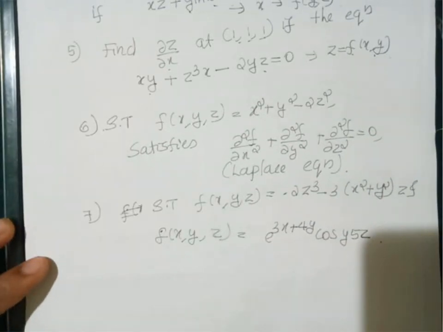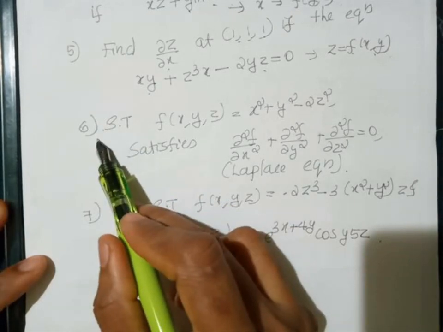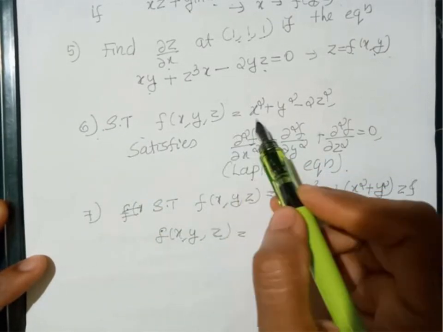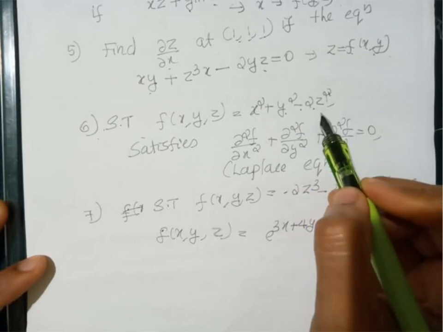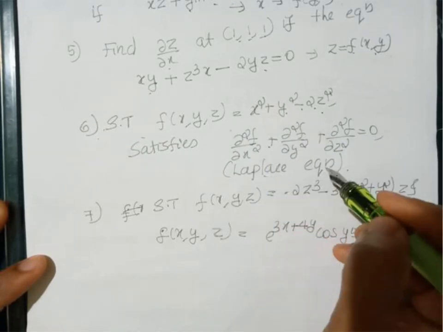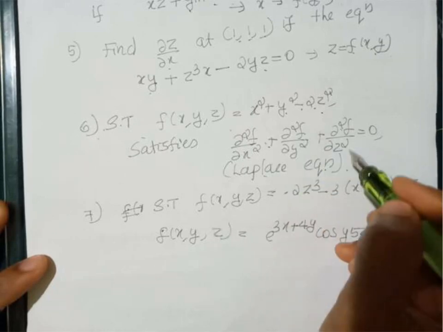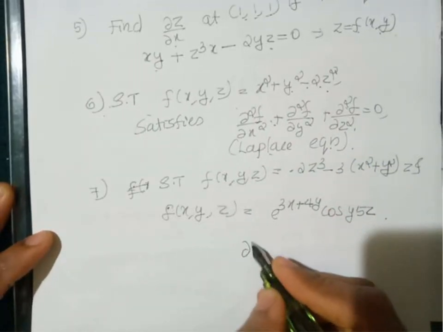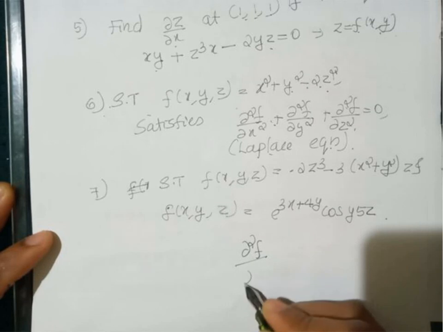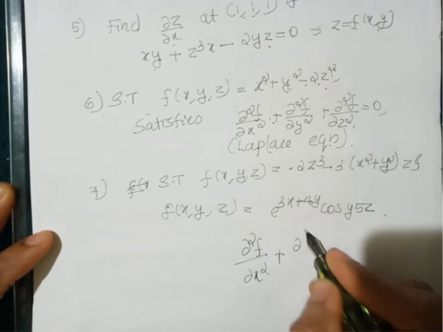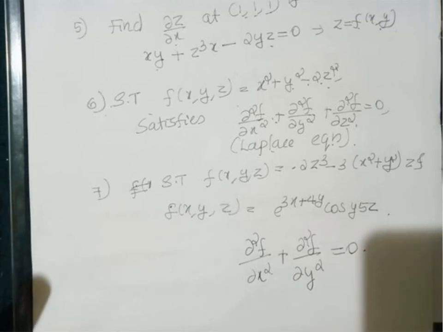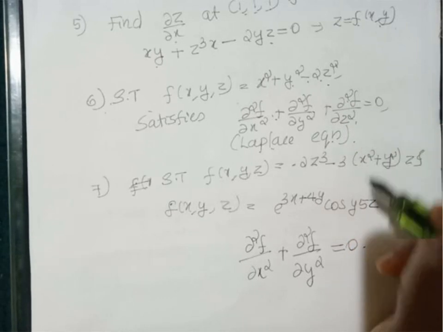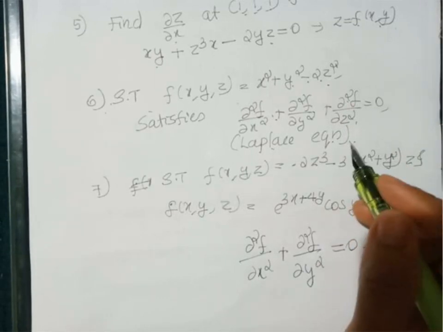Sixth question: show that f(x,y,z) = x² + y² − 2z² satisfies the Laplace equation. The Laplace equation in 2 dimensions means ∂²f/∂x² + ∂²f/∂y² = 0. This is a second order equation. This is a 2 variable equation, and this is in 3 variables.